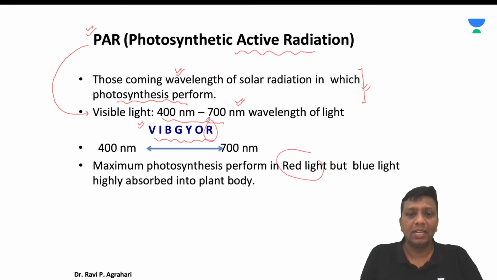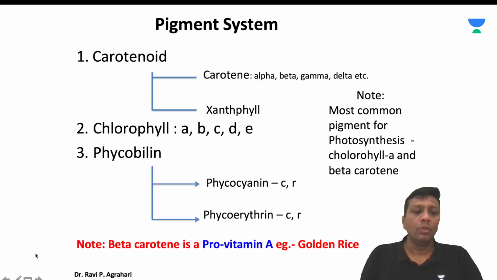Always remember, the light that is maximally absorbed into the plant body in the red region and the blue light. So these are all for the objective questions. Overall, these are the different types of pigment systems present in the plant body for photosynthesis. There are three lists, the main ones given here: carotenoids, chlorophyll and phycobilins.